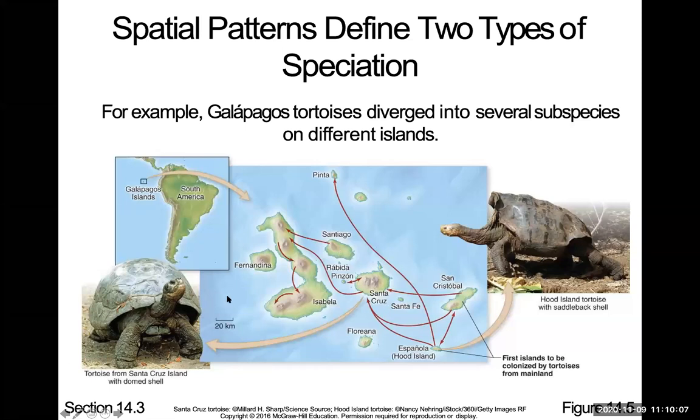Even if they were left in the same area, they would not mate with each other. So they are different species, but it just happened over time. And in this case, these islands are separated by these waters. So this is another example of allopatric speciation. Galapagos tortoise diverged into several subspecies on different islands. Another thing I forgot to mention, we have genus and we have species, there can be subspecies and there can be superspecies. When we have less differences between the species, we call them subspecies, but they're not able to interbreed.